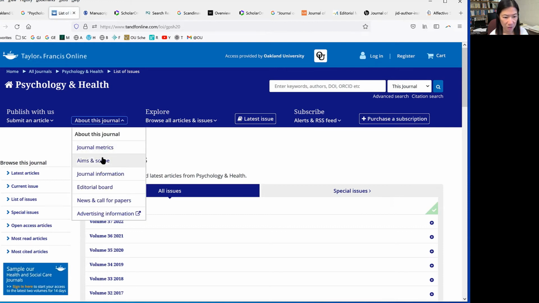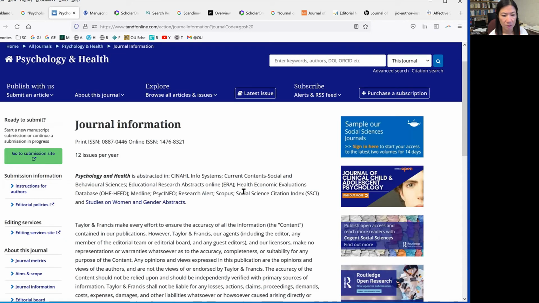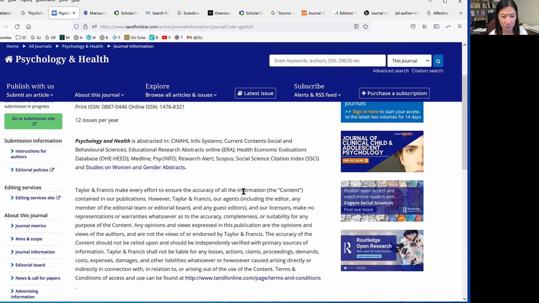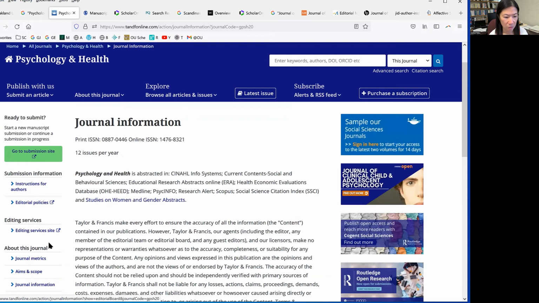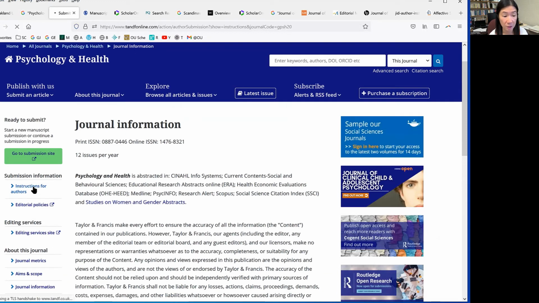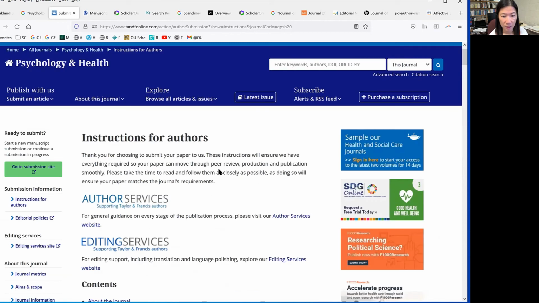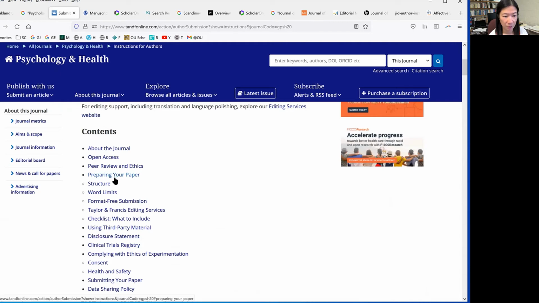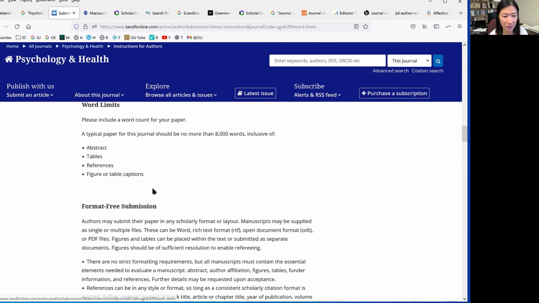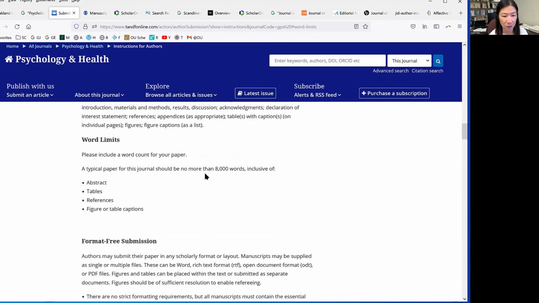About this journal mentions the journal information. Open access has to be an option. Using journal information, let's see. Psychology and health does not have a journal information scope. Advertising information, the policy, instructions for authors. Good. Author services, content about the journal, peer review, preparing your paper, structure, word limits. There you go, perfect. Please include a word count.